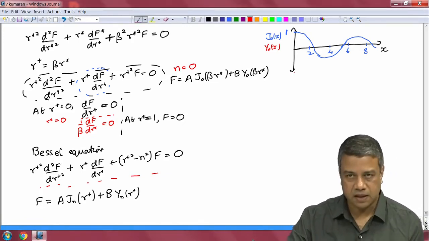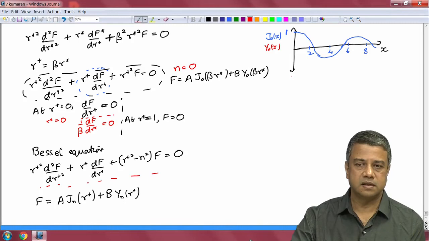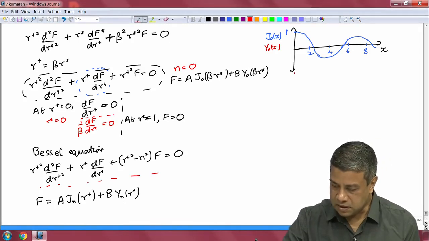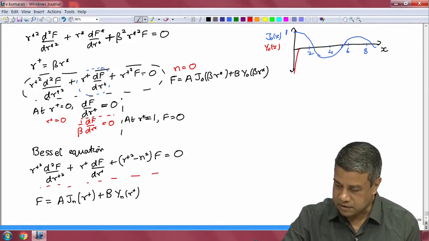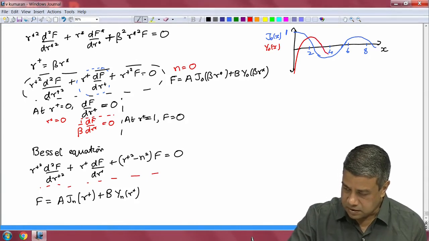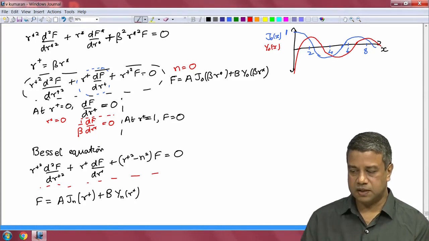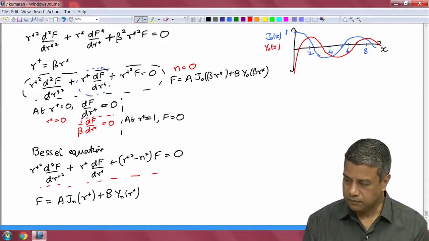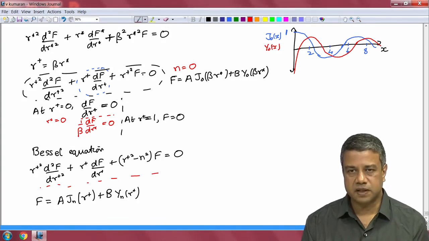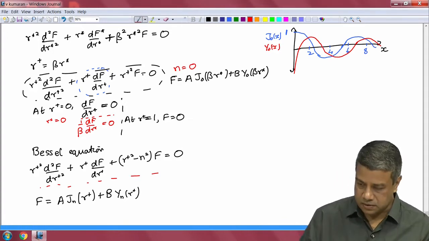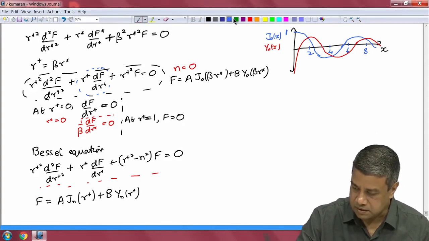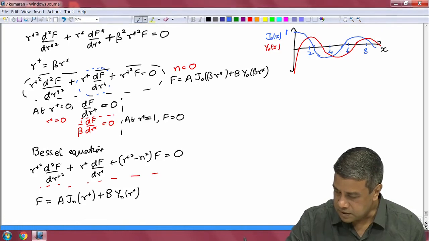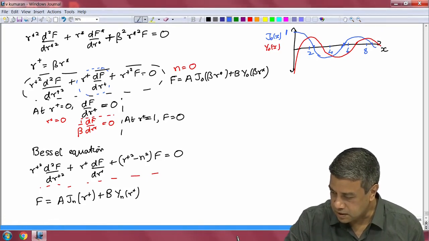Y0 diverges logarithmically as x goes to 0. It starts at minus infinity, has a logarithmic divergence and then also oscillates, and its amplitude also decreases as x increases. Each of these passes through 0 at discrete locations. For example, J0 passes through 0 at discrete locations.